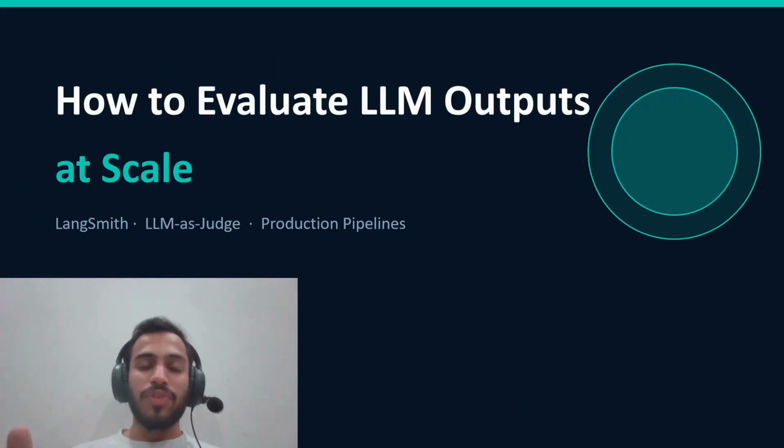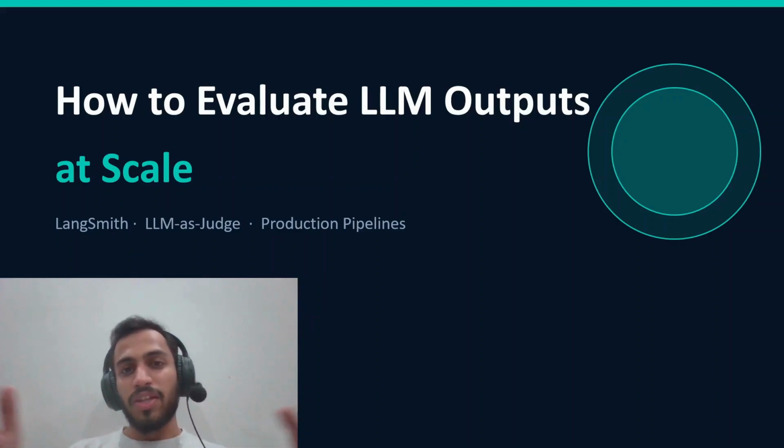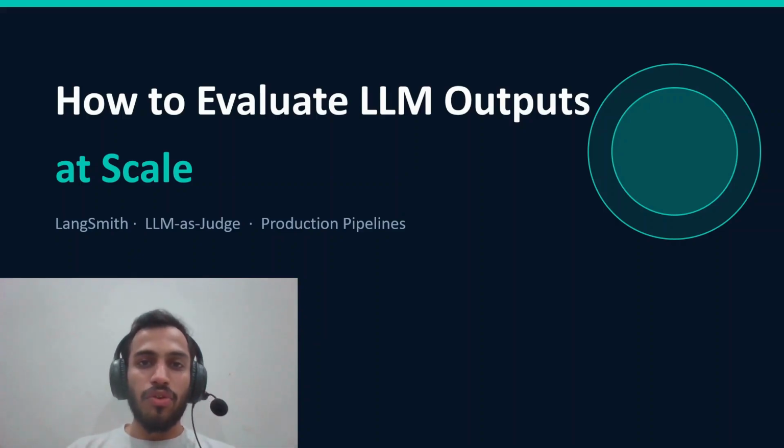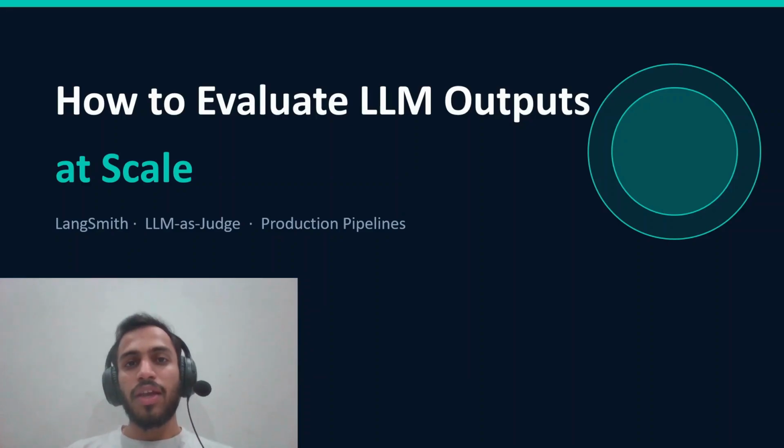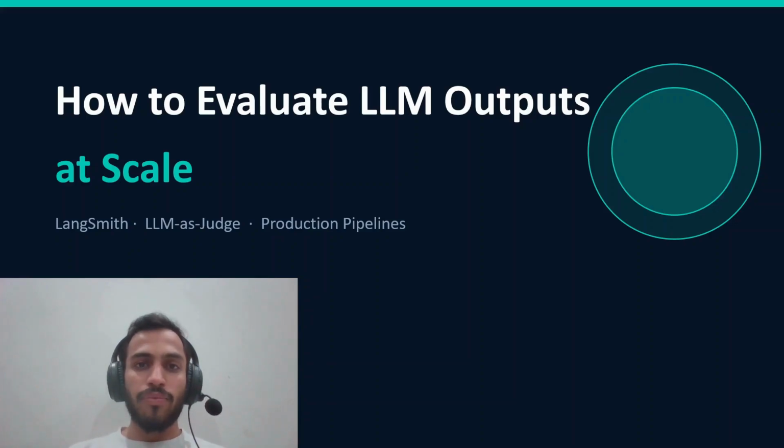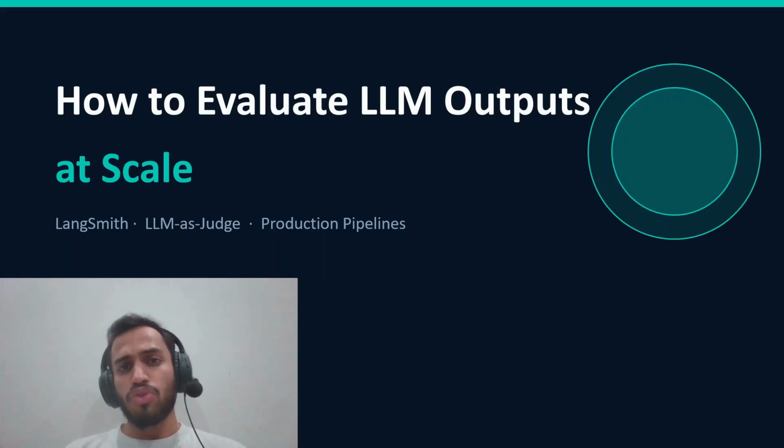You built an AI feature, it works great in testing, you ship it, and then chaos. Users complain the answers are wrong, your RAG pipeline is hallucinating, your agent is doing weird things. The problem? You have no visibility into what your LLM is actually producing at scale. Today I'm going to show you how good engineers actually solve this.